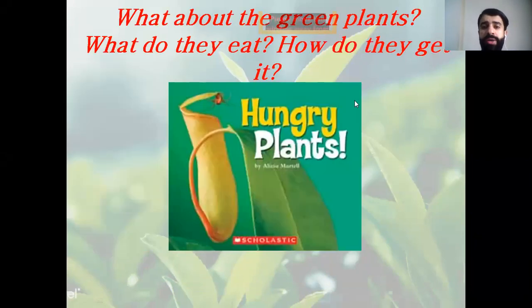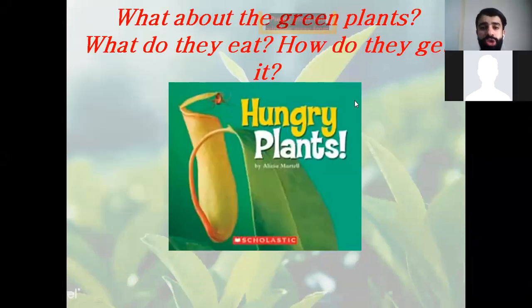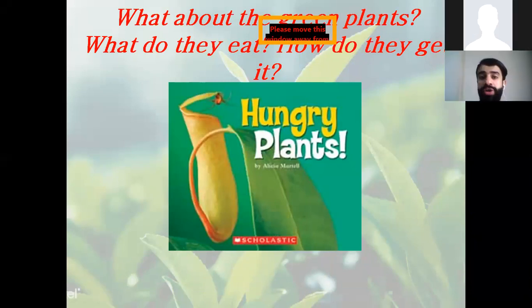So what about the plants? What do the plants do? What do they eat and what do they do whenever they are hungry? So here, how do they get it? Let's start step by step.